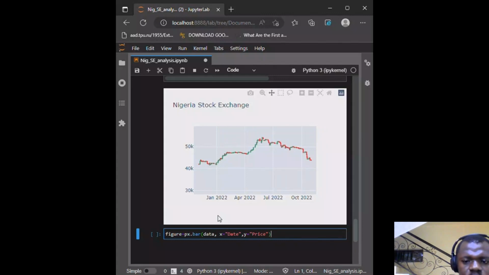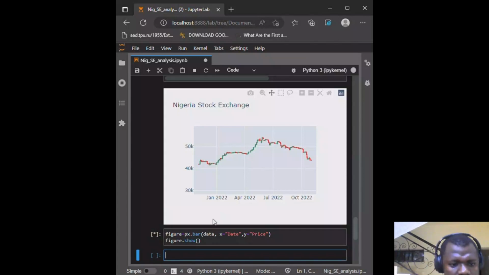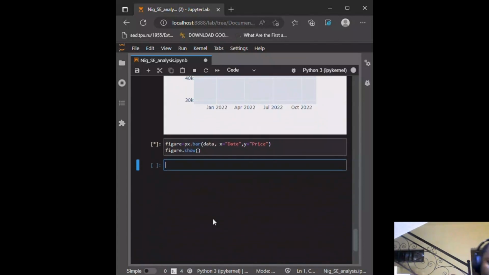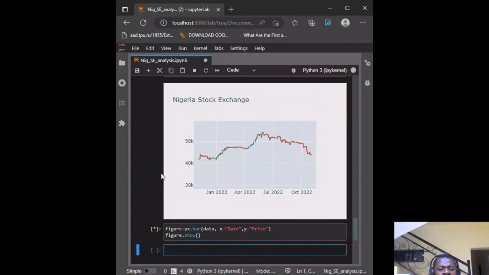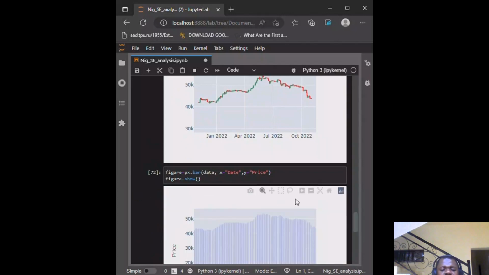So, fig.show. This one will take a bit longer to generate. I already have a negative impression of these bar graphs. It takes time to load, and it tells us very few things about our data.